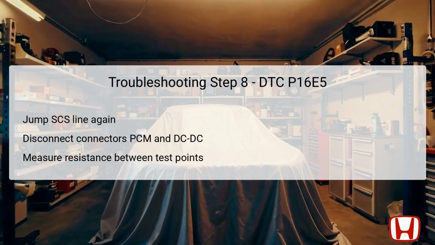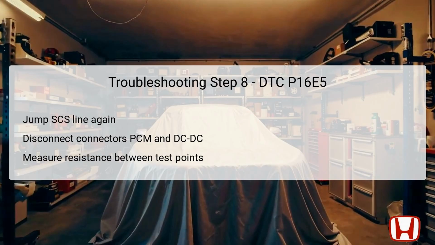Once more, use the HDS to jump the SCS line and wait over 1 minute, setting up for the resistance measurement. Disconnect the PCM connector A and DC-DC connector A, which allows for a clean measurement. Taking this precaution is vital, as it ensures no external influences are affecting the readings.